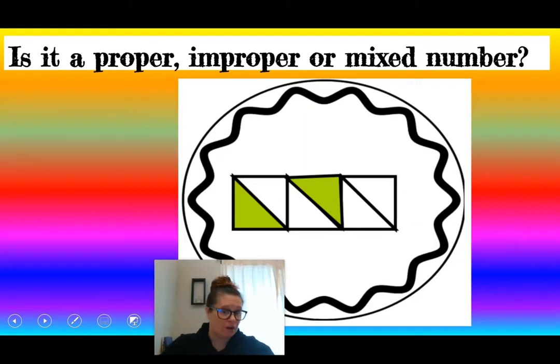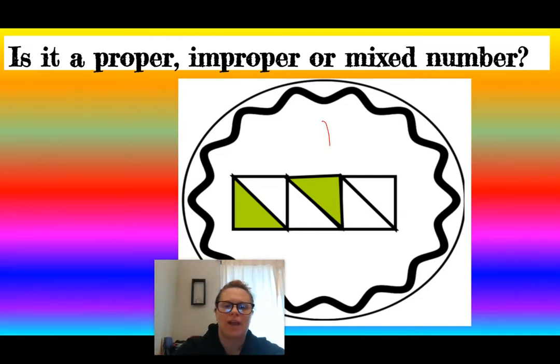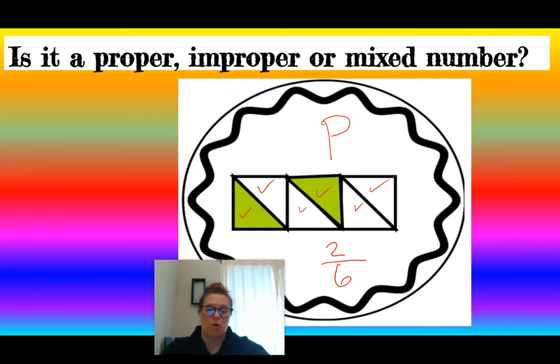How about our next one? Check out this picture. Hoping you said proper again. It's proper. Let's make this fraction. We have 2 parts shaded, and let's count how many equal parts all together that we have: 1, 2, 3, 4, 5, 6. 6 equal parts. 2 over 6 makes it proper.